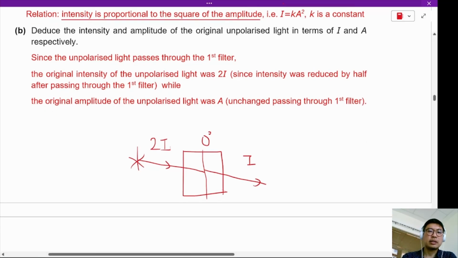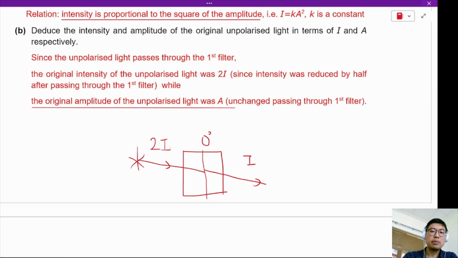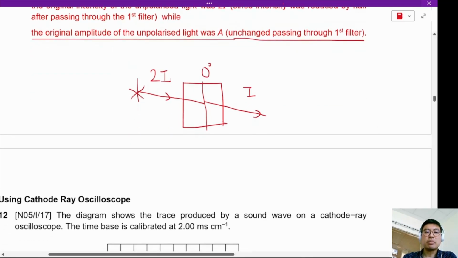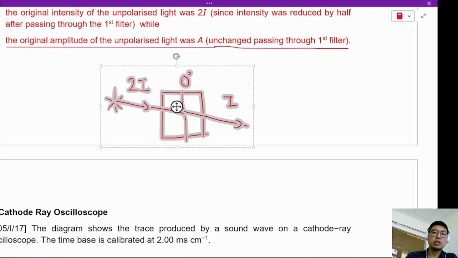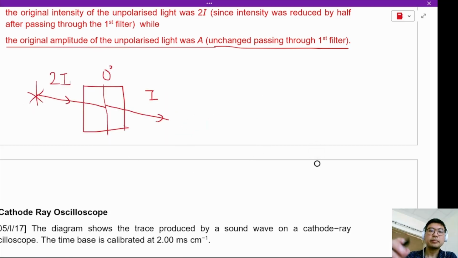However, there's a slight difference in terms of amplitude. The original amplitude of the unpolarized light remains A. The amplitude is unchanged passing through the first filter. Now let me explain why the amplitude of the unpolarized light passing through the first filter is A. In order to do this, we need to understand the nature of unpolarized light.